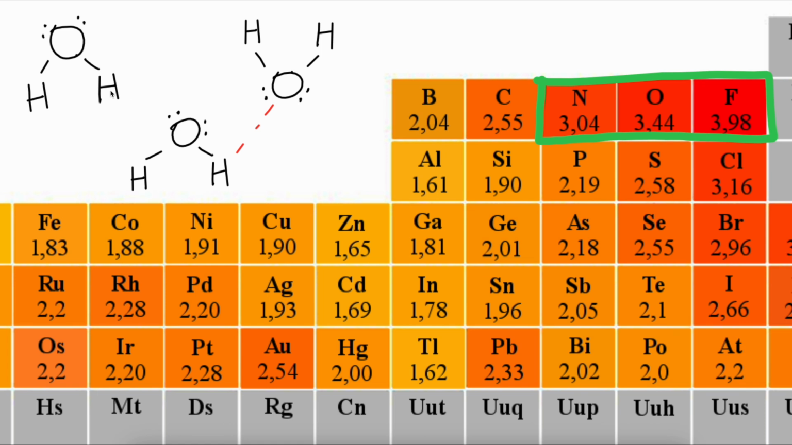We can also draw a hydrogen bond from this hydrogen molecule to this oxygen molecule. In fact, each oxygen molecule can have up to two hydrogen bonds. This is one of the reasons why the boiling point of water is so high.